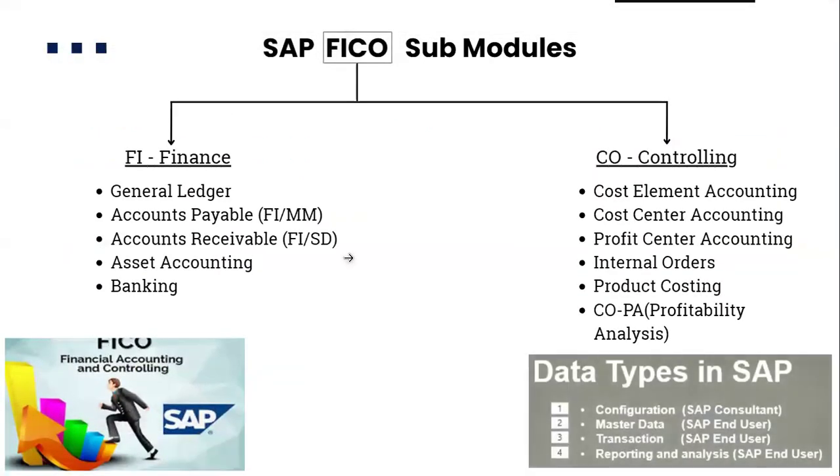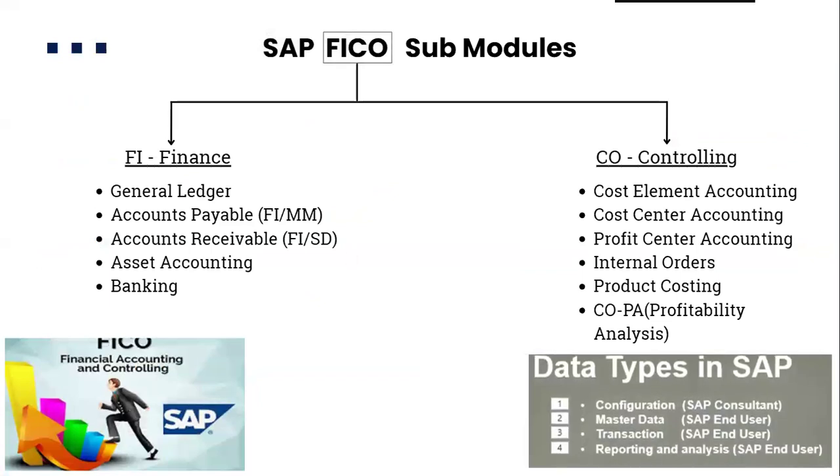In SAP FICO, FI stands for finance, CO stands for controlling. In FI, we have general ledger accounting, accounts payables, accounts receivables, asset accounting, banking. These are the high-level submodules I'm talking about. After completion of the demo, maybe tomorrow, I'll show you in depth what we are going to learn in FI and in CO.